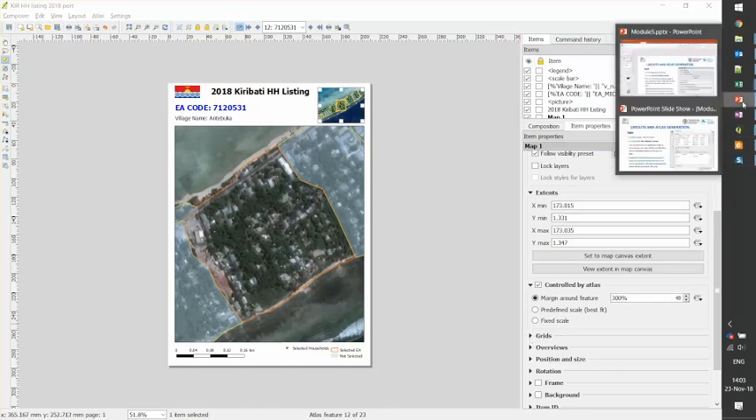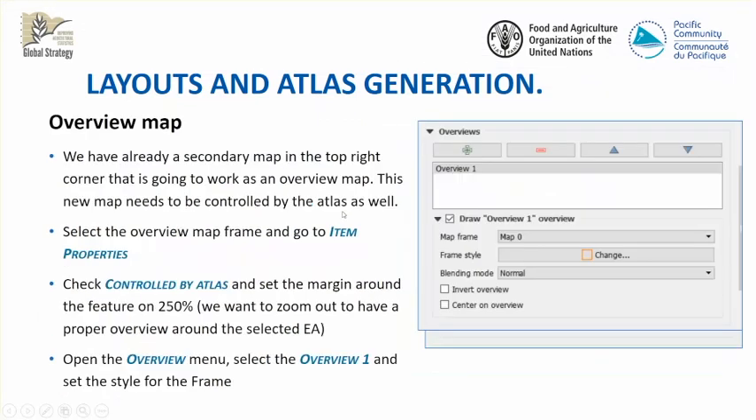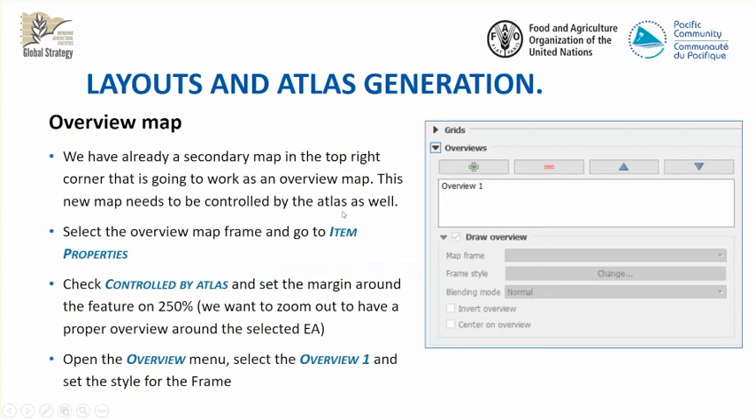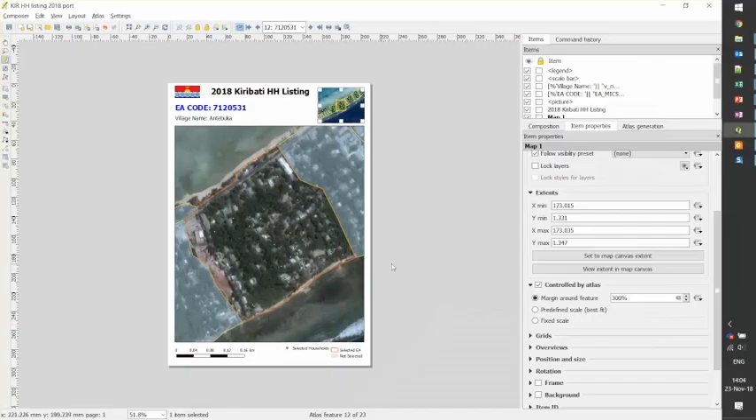Okay, I think that I have this in the slides, and we can go step by step. So we go to item properties, we check control by the atlas, and we set the margin around 250%, 300%. Actually, I think it's better if we do it from the QGIS screen, so we can control this.